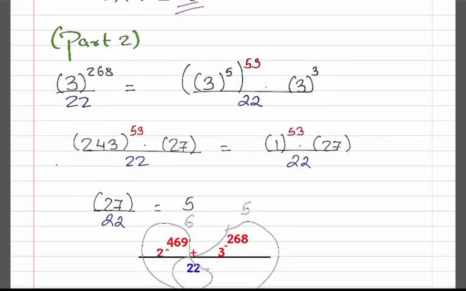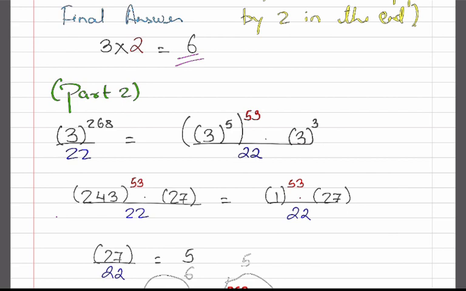Okay, so I'll start with this again. What will I do here? If I see a 22, I cannot apply Fermat. I cannot even cut here, because in the denominator I have 2 into 11, and in the numerator I only have 3. So what is the next step? I'll try and adjust the power. I'll write 3 as 3 raised to 5. What is 3 raised to 5? It is 243. 243 divided by 22.